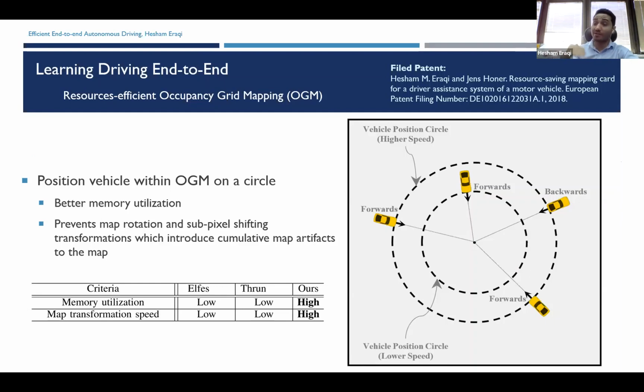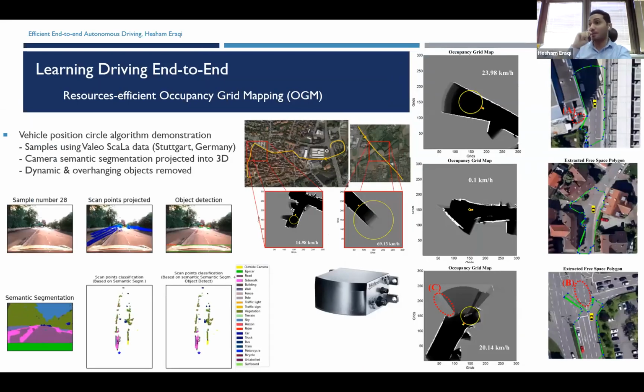And also it allows us to limit the area of the map to the information that's useful to the current driving situation. Because, for example, if the vehicle is going at a very high speed, you will find that most of the map area is utilized for what's happening in front of the vehicle, not behind the vehicle. So it provides better memory utilization and faster map transformation speed.